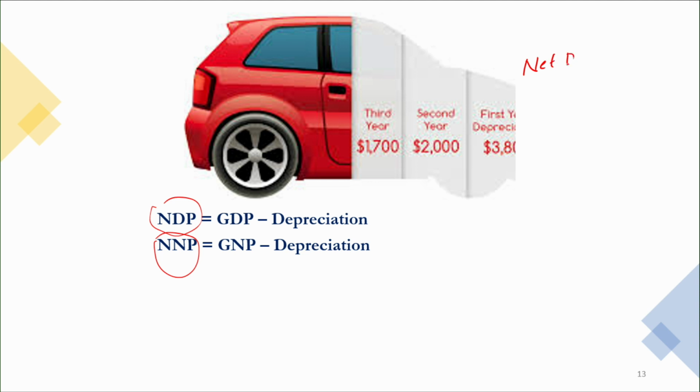NDP stands for net domestic product and NNP stands for net national product. And how would you compute NDP and NNP? If you subtract the component of depreciation from GDP, we call it NDP, and if you subtract the component of depreciation from GNP, what we get is NNP.